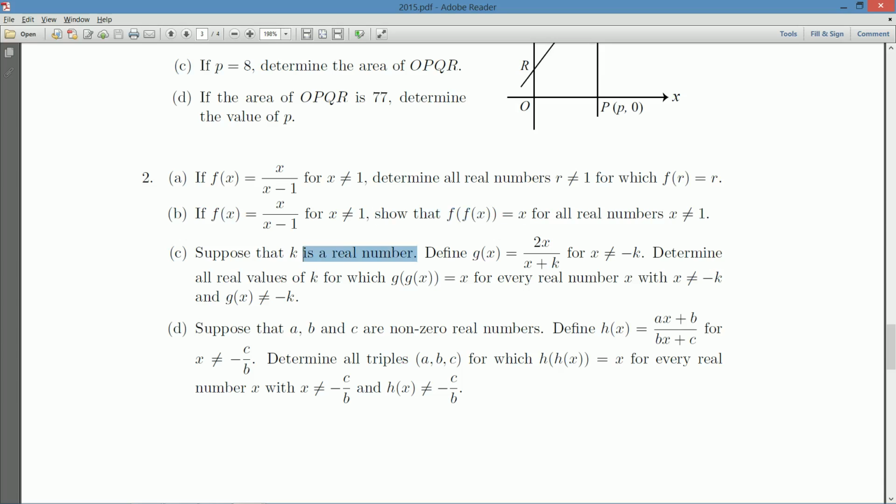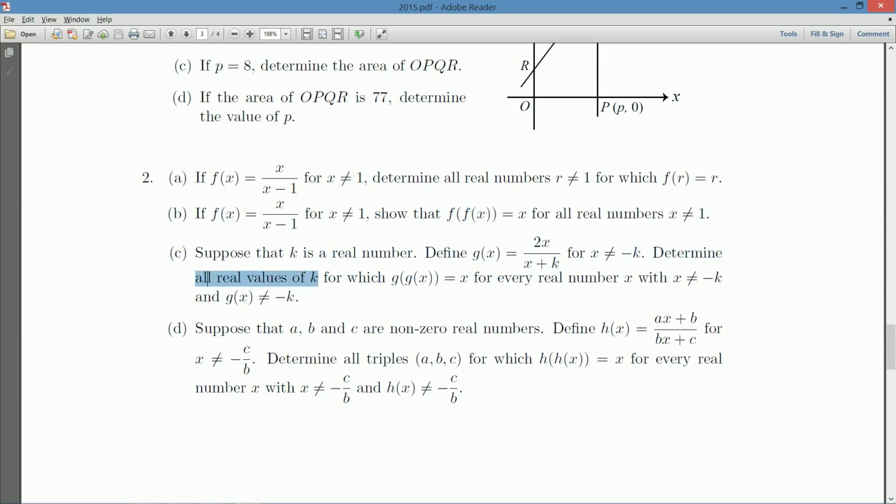Suppose that k is a real number. We've got a new function here, g of x, and that's 2x over x plus k. And we don't want to divide by 0, so we're going to say x is not equal to negative k. All right.